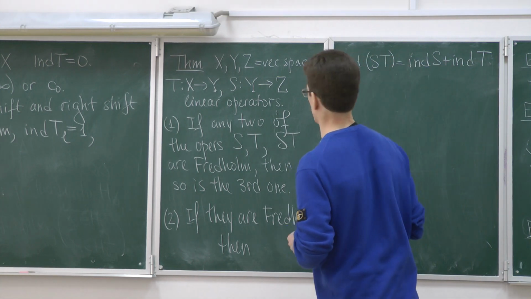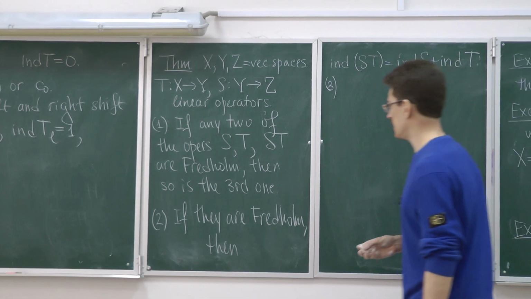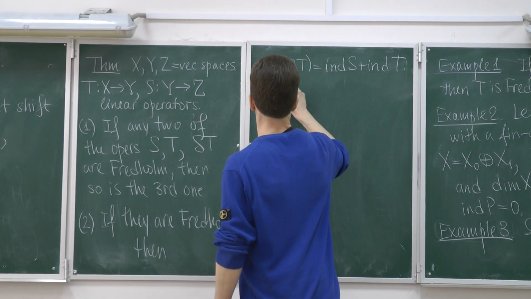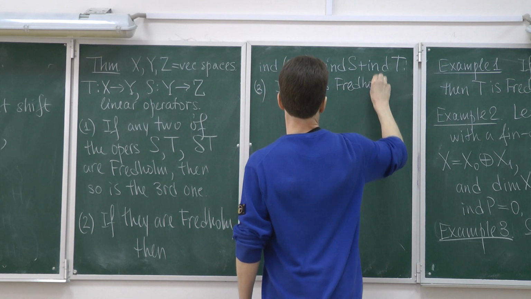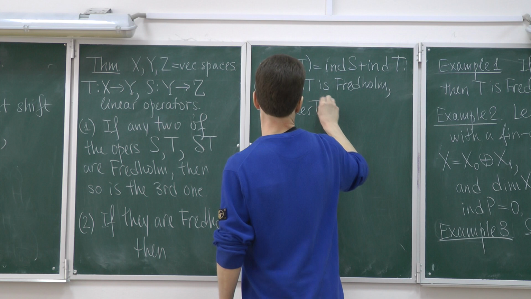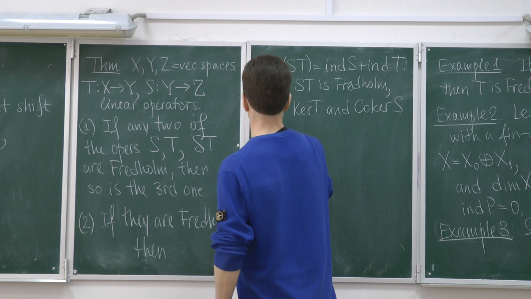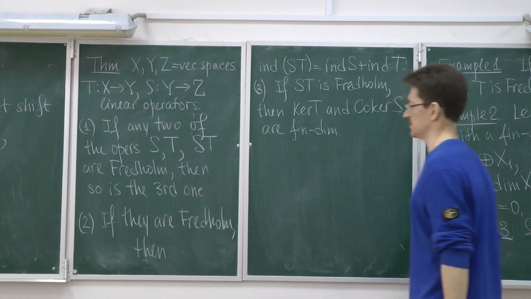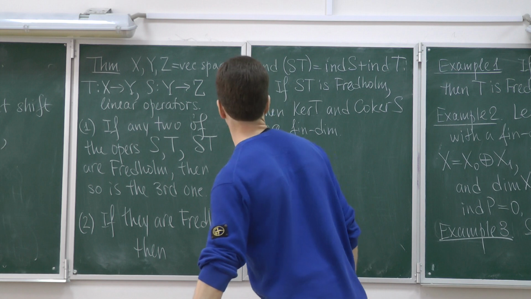And finally, statement 3, which is also sometimes useful. If we only know that ST is Fredholm, then the kernel of T and the cokernel of S are finite dimensional. They are not necessarily Fredholm, but at least the kernel of T and the cokernel of S are finite dimensional.